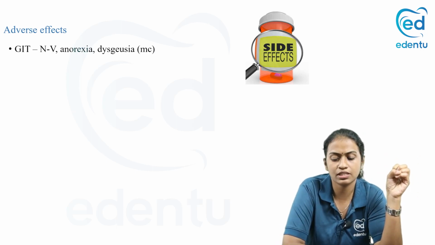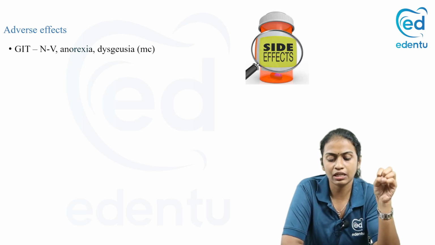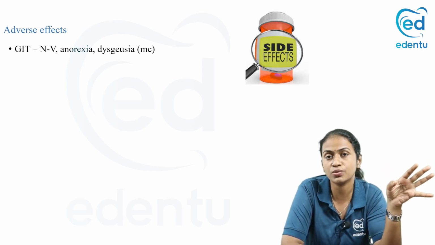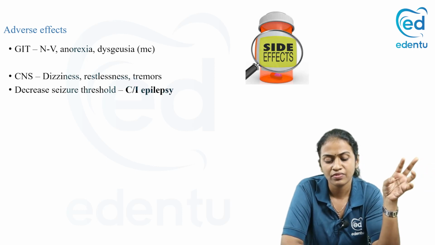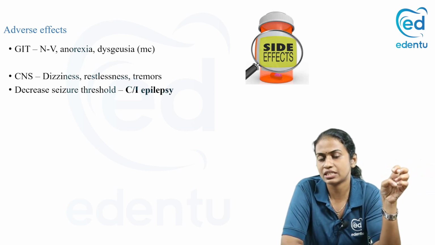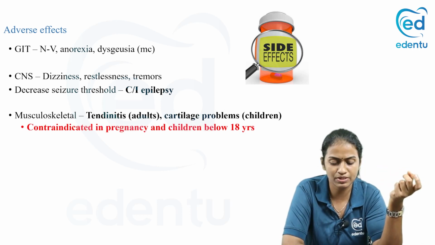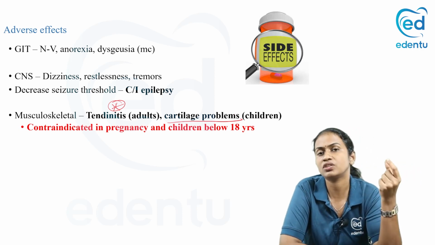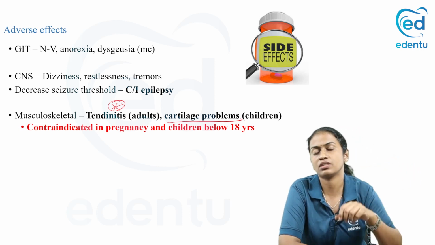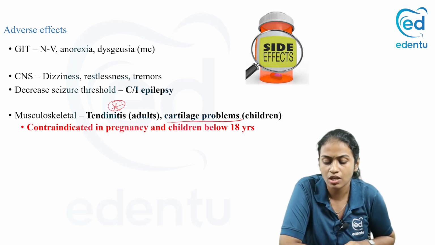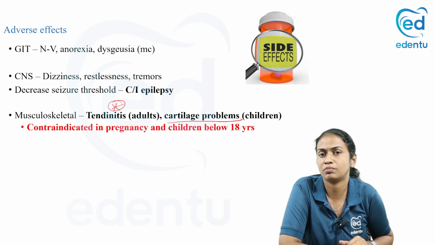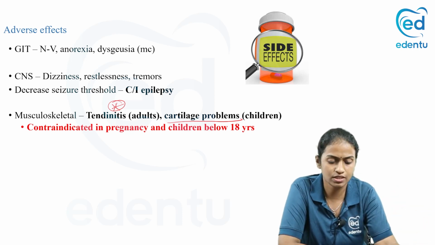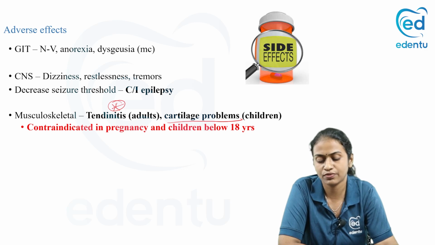Now, what are the adverse effects? GI adverse effects can be there, like nausea, vomiting, anorexia, dysgeusia, meaning alteration in the taste. Then CNS: there can be dizziness, restlessness, tremors. It can lower the seizure threshold, so it is contraindicated in epilepsy patients. The most specific adverse effects for fluoroquinolones are tendinitis and cartilage problems. It can cause inflammation of the tendon as well as cartilage problems, because of which we do not give it in pregnancy and children below 18 years who are in the growing phase. We don't want to interfere with the tendon as well as the cartilage.